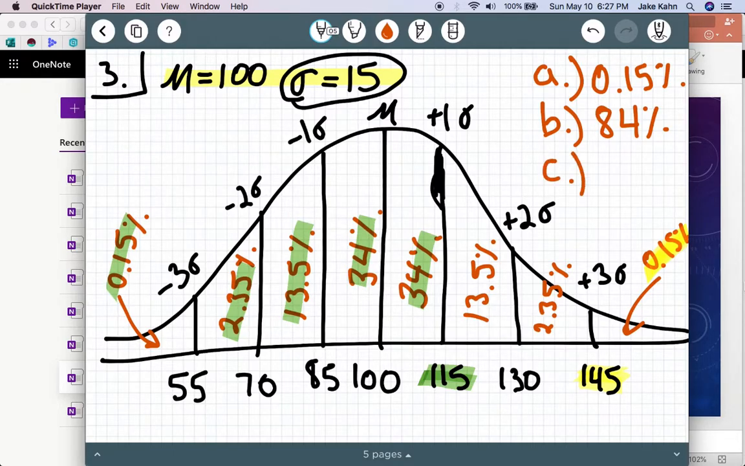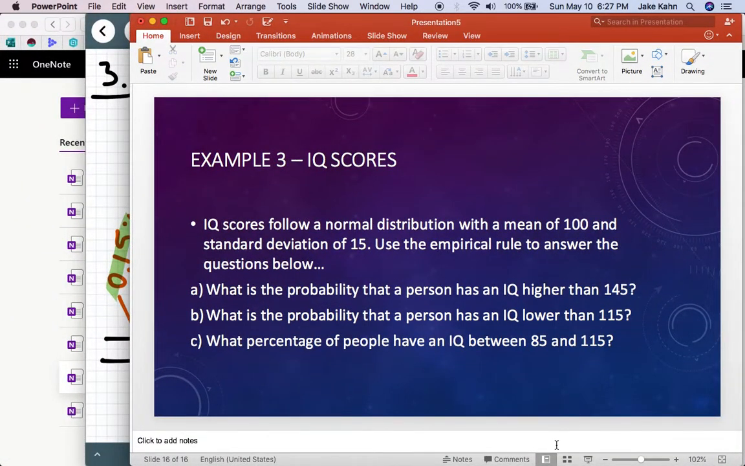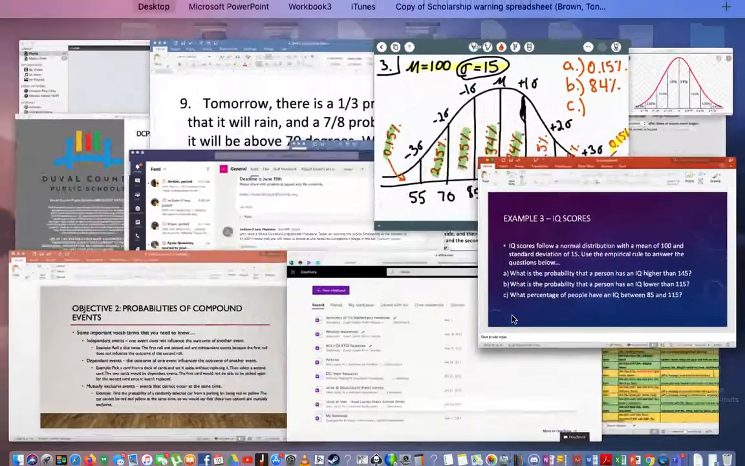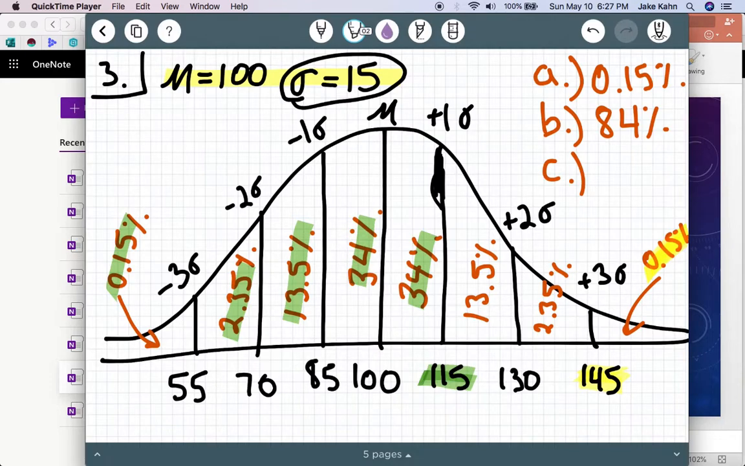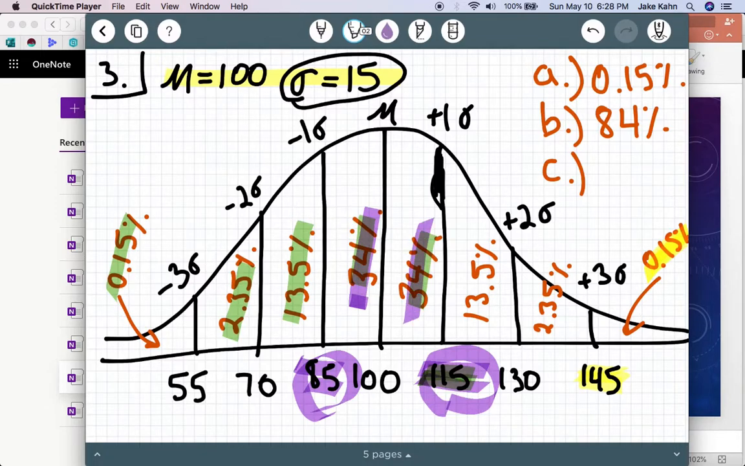Finally, part C. What percentage of people have an IQ between 85 and 115? I'm going to highlight 85 and 115. 85 right here, 115 right here. And now I'm looking for the percentage of people between those two scores, right? What percentages exist between those two test scores? We have 34 and we have 34. Add 34 plus 34 together, and that means that 68% of people have an IQ between 85 and 115.